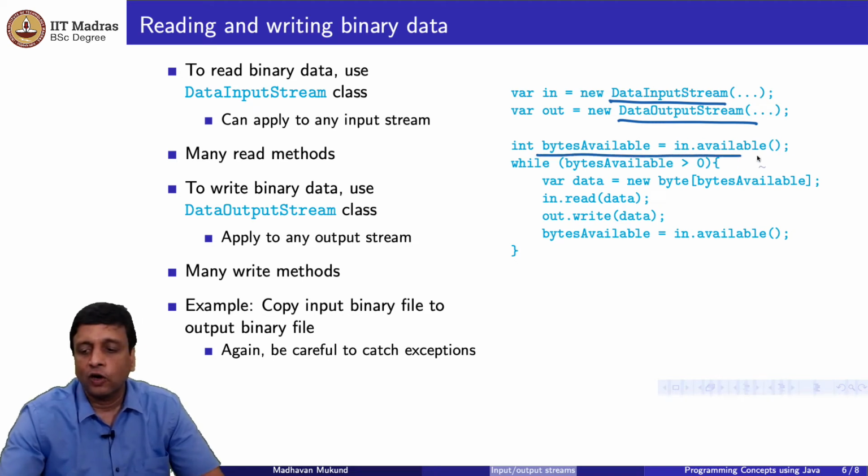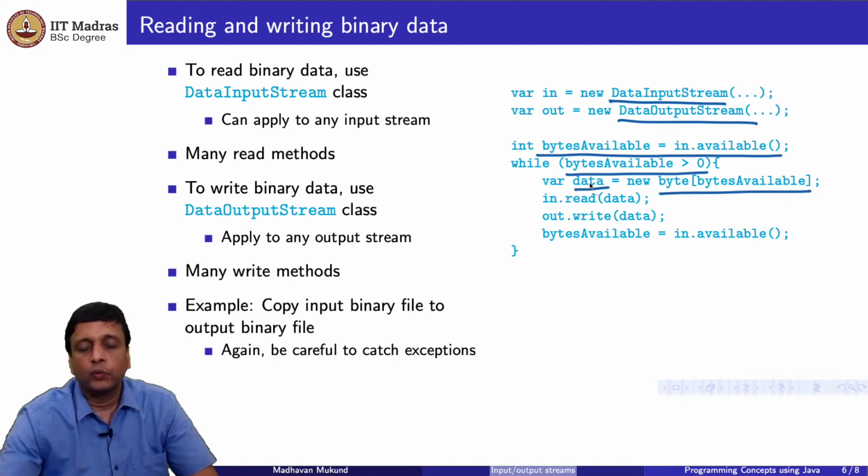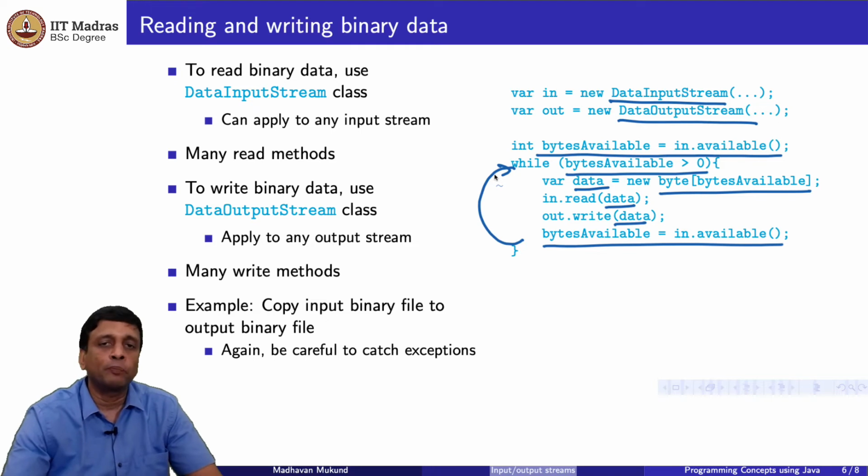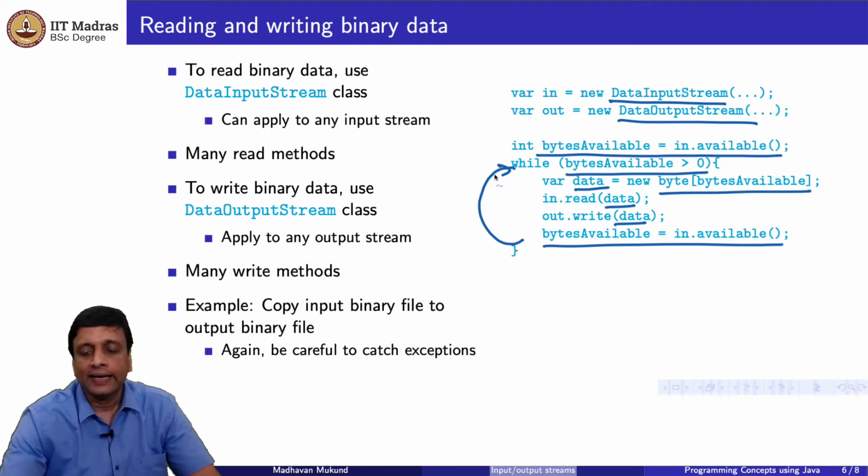We check, first of all, how many bytes are available to read. While this is greater than 0, we read all the bytes that are available into a data array, we write them out, and then we again check how many bytes are available, and we keep going until the number of bytes available is 0. It may happen that it all happens in one chunk, or in multiple chunks, we don't care. As long as it keeps going until no bytes are available, you're going to faithfully copy all the input bytes to the output bytes. Since you're reading and writing them as bytes, you're not really interpreting them. You could do the same thing with integers and floats and so on, but here we're just doing a raw binary copy.